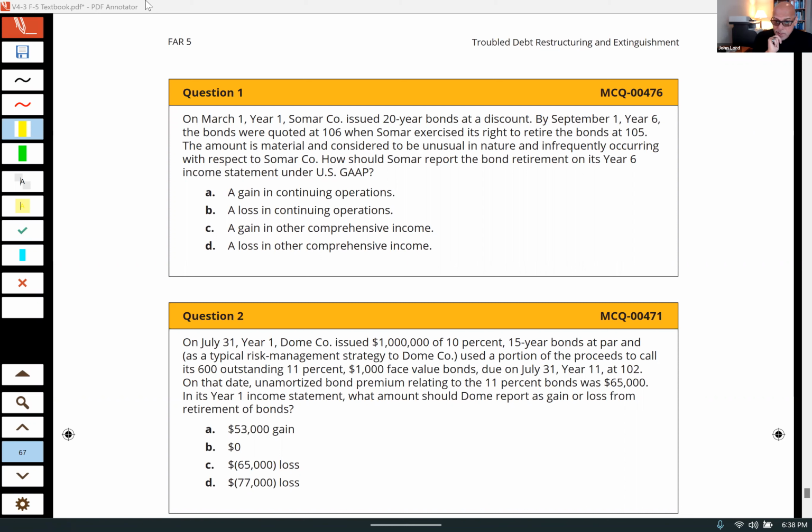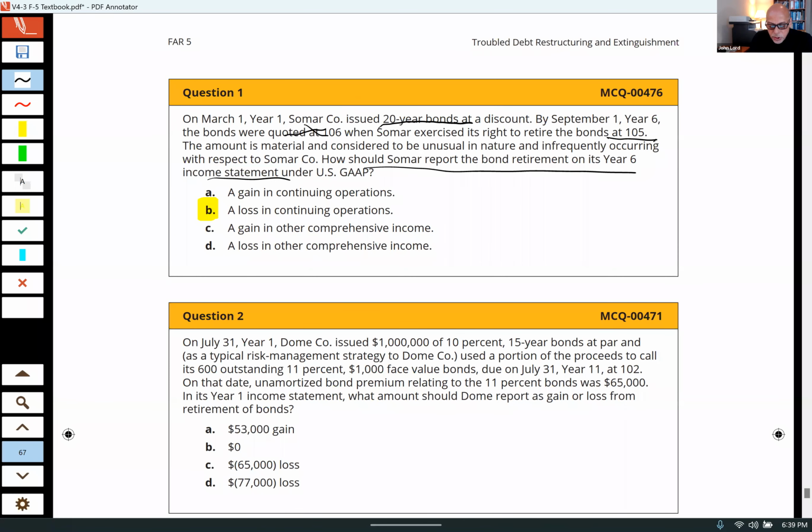You take a look at this one, and they tell me that on March 1st, year one, SOMAR issued a 20-year bond at a discount. By September 1st, year six, the bonds were quoted at 106 when SOMAR exercised its right to retire the bonds at 105. Now, I don't care what they were quoted at that time, but we're worrying about what we are going to have on the retirement of these. And so I will need to consider that I'm going to get these bonds at 105. I'm going to have to purchase them back at 105.